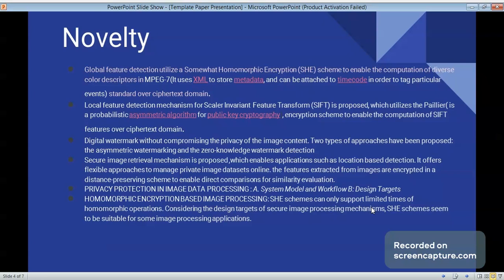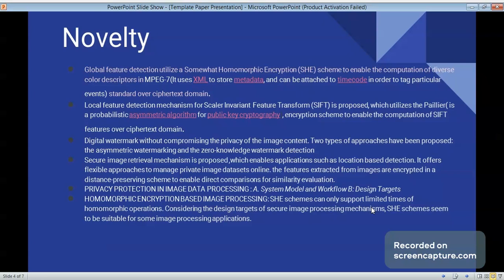The third is the secure image retrieval mechanism, which also proposes that if we are sharing our image data, or doing some image processing, and we use a location-based detection service too, that will add one more extra layer to protect our data, and we can protect against similar evaluation of our existing system.